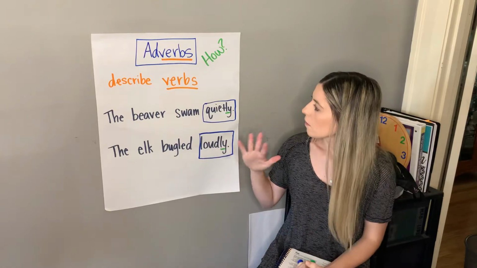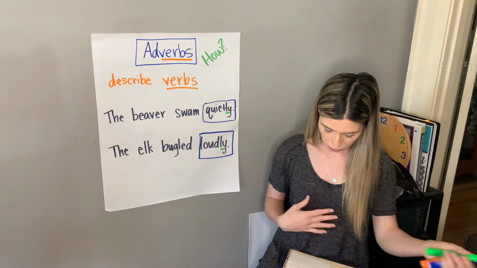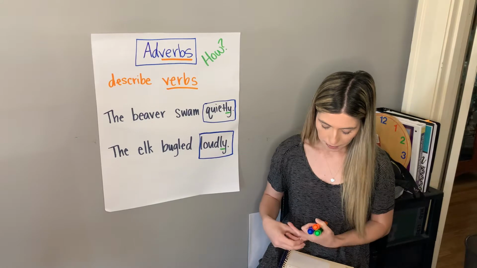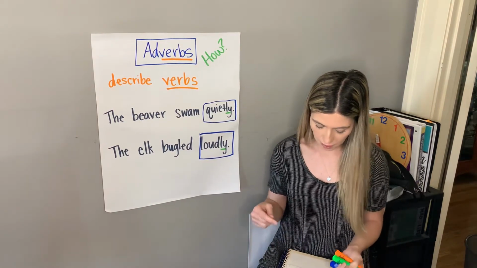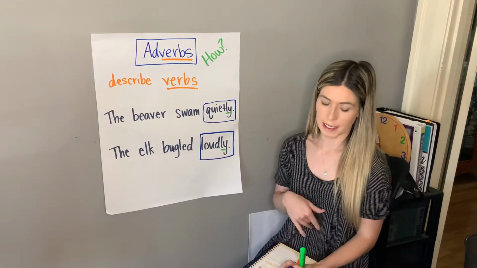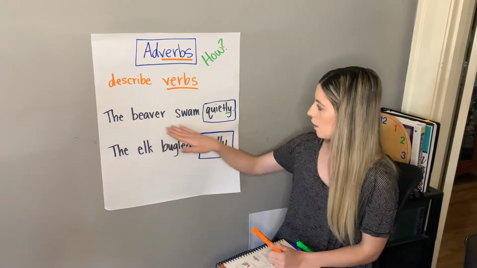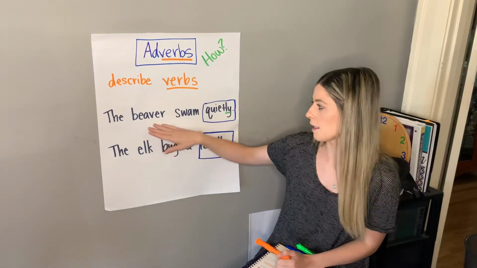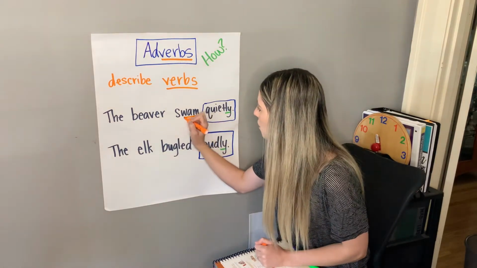Now, one thing you're going to be doing on your paper, the first section on page 283, it says, read the sentences, look at the verb, and circle the adverb that tells how the verb was done. Draw a small arrow from the adverb to the verb. So we're going to use these as an example. They already have the verbs underlined for you. The beaver swam quietly. My verb or action word in this sentence is swam. The action that is happening is swam. So I'm going to underline that two times.